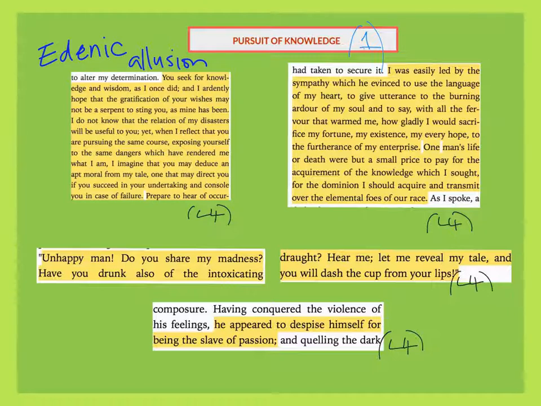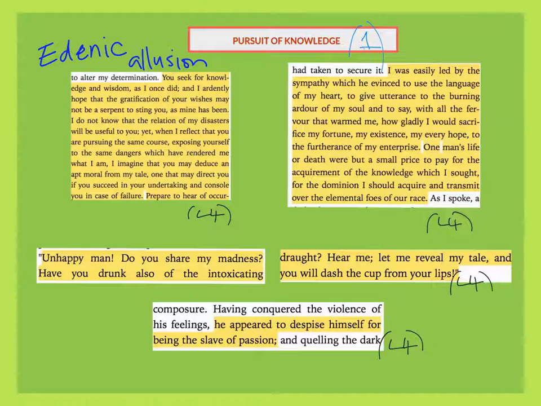So that might be heroic, noble and pioneering to Robert Walton, but one who has endeavoured and tried this and the disastrous consequences of it is now warning Robert Walton against this. And then you get, I imagine you may deduce an apt moral from my tale. So we're definitely in the area of cautionary tales here from Victor Frankenstein towards Robert Walton.